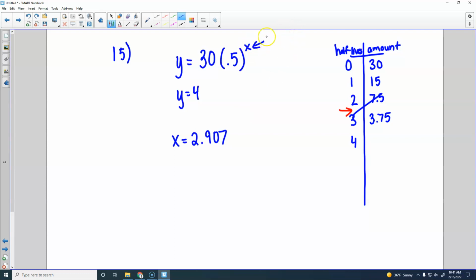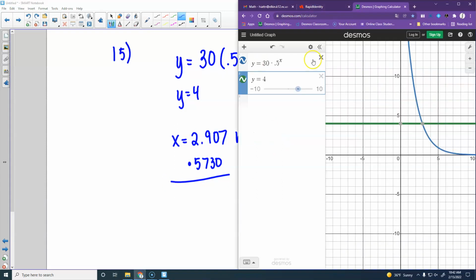But this x right here stands for half-lives. It's the amount of time that it takes for half of it to go away. So for this substance, each half-life is 5,730 years, right? So this is half-lives, but more than likely, we want to know how many years it's going to take, right? So you would multiply that by 5,730.